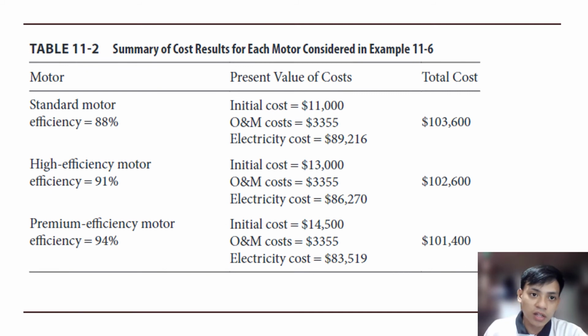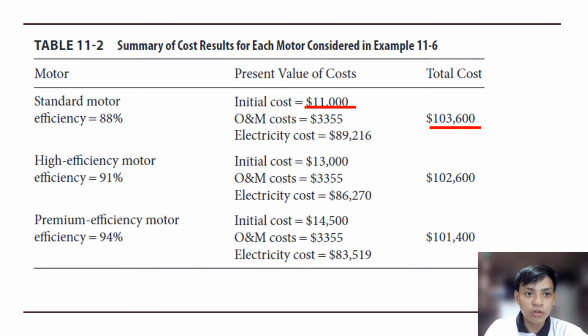Since we already have the total cost or net present value of each motor, we can now proceed to the comparison of each motor to determine which is most economical. The standard motor with an efficiency of 88% has an initial cost of $11,000, which is the lowest of all the motors, but its total cost is the highest among all the motors.